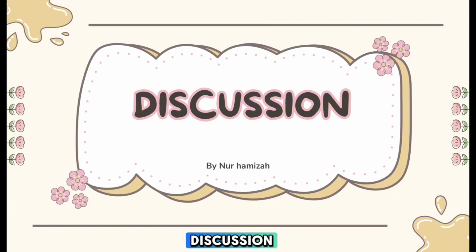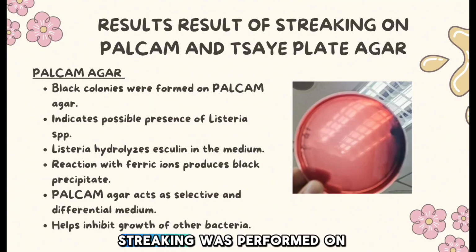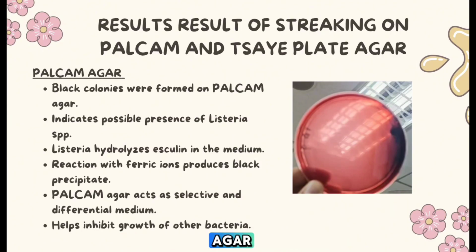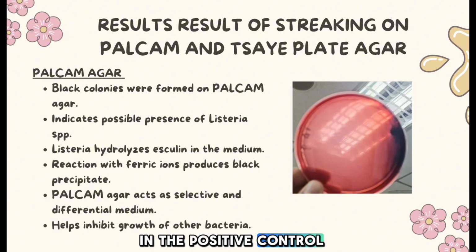Okay, we move to the discussion. In this experiment, streaking was performed on PALCAM agar and TSAYE agar to isolate and identify Listeria bacteria. Based on the results, black colonies were observed on PALCAM agar, while white colonies were formed on TSAYE agar. This finding indicates the possible presence of Listeria species in the positive control sample.